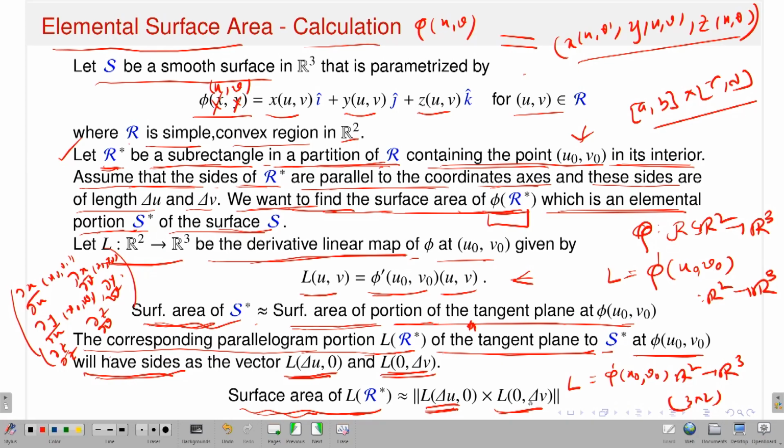So at the end of the day I have to calculate this object. L is given, the linear transformation is given, so I know how to calculate L of del u comma 0, and I know L of 0 comma del v. I take the cross product and take the norm, and that gives the surface area of L of r star, which is the surface area of A star, the elemental portion of my surface S, and that is what I want to calculate.